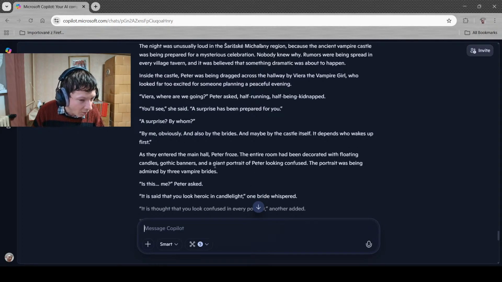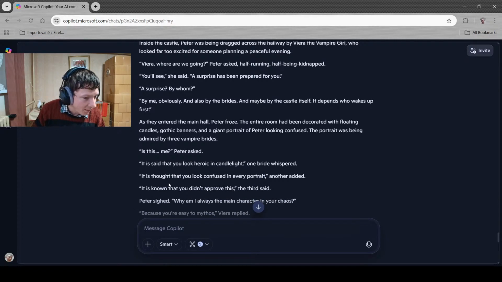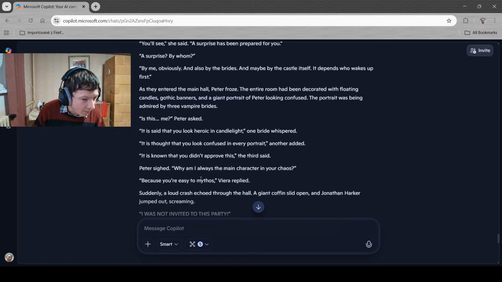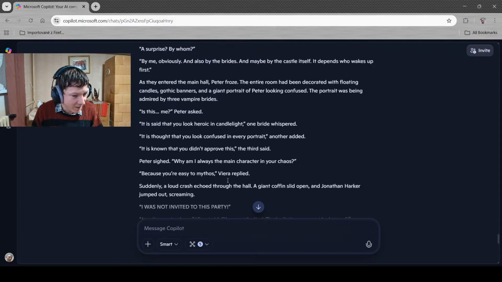As they entered the main hall, Peter froze. The entire room had been decorated with floating candles, Gothic banners, and a giant portrait of Peter looking confused. The portrait was being admired by 3 vampire brides. "Is this me?" Peter asked. "It is said that you look heroic in candlelight," one bride whispered. "It is thought that you look confused in every portrait," another added. "It is known that you didn't approve this," the third said. Peter sighed. "Why am I always the main character in your house?" "Because you're easy to meet us," Viera replied.